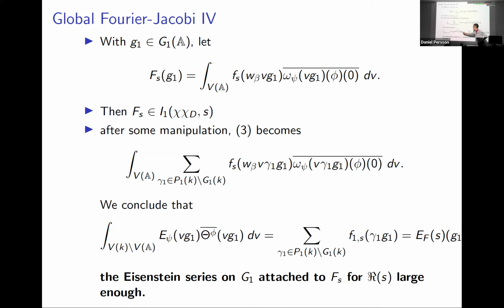You get that this global Fourier-Jacobi factor equals an Eisenstein series on a smaller group attached to this f. So f depends on the choice of additive character psi. Yes, everything depends on that.